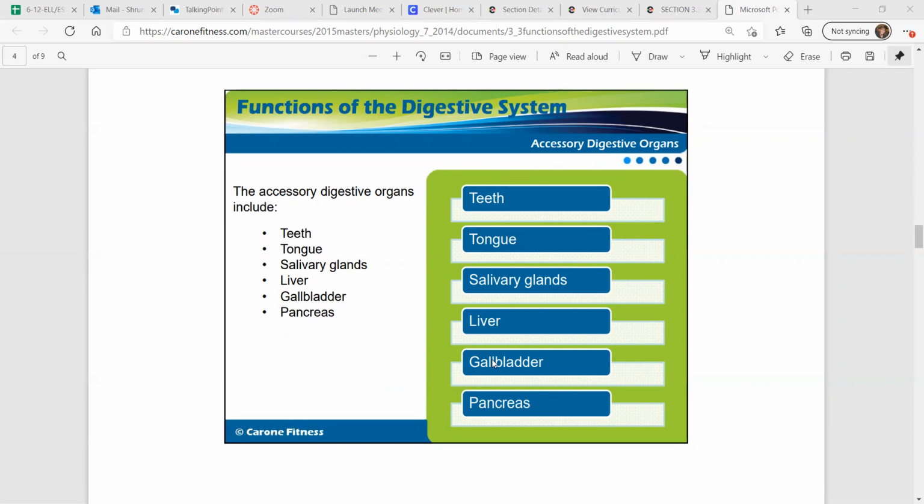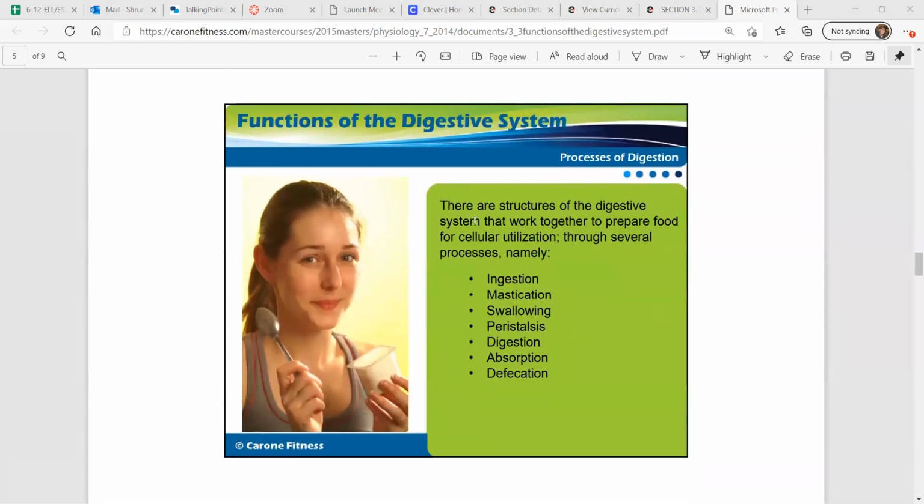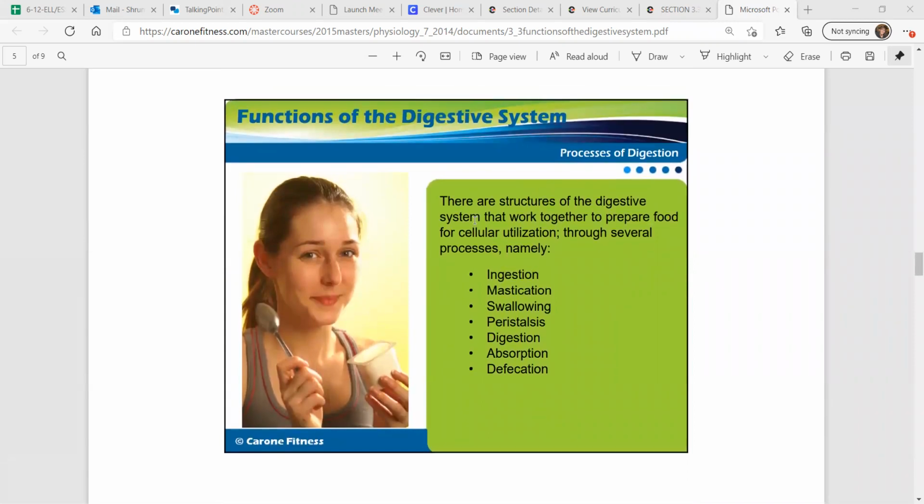The accessory digestive organs help digestion in an indirect way, sort of. We have the teeth, the tongue, salivary glands, your liver, the gallbladder, and the pancreas. They all assist the digestive system or the digestive process.